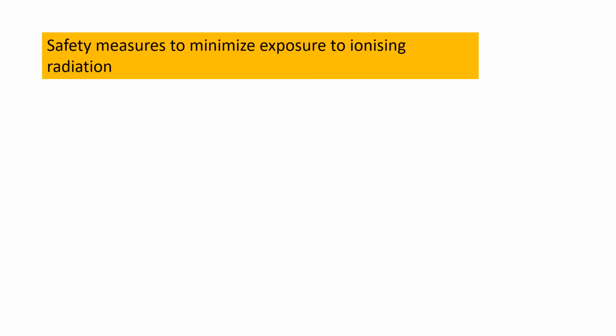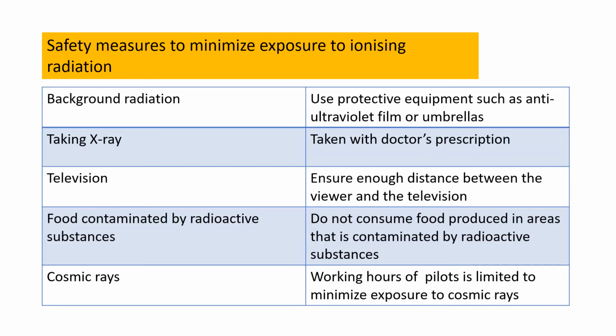The safety measures to minimize exposure to ionizing radiation: one, we use protective equipment such as anti-UV umbrellas or glasses. I'm wearing glasses right now. They have UV protection, so they protect me from UV radiation. Two, when taking an X-ray, you follow the doctor's instruction. Don't simply go and take an X-ray and burn through your body cells.